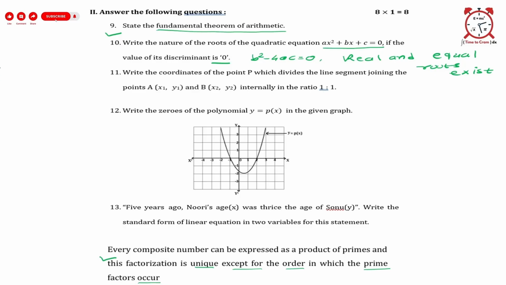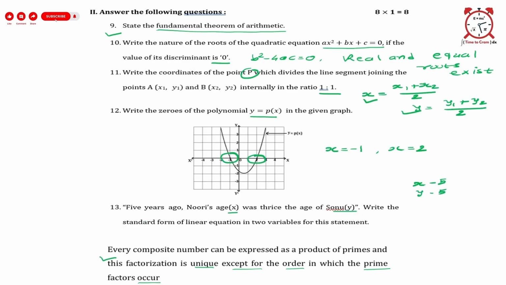Question number 11. Write the coordinates of the point P which divides the line segment joining the points A(x1, y1) and B(x2, y2) internally in the ratio 1:1. The relation is what?